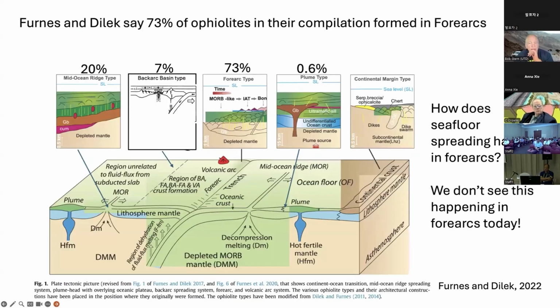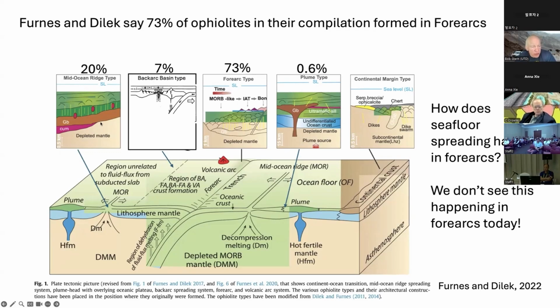So now the second challenge is, where do ophiolites form? Furness and Dilek in 2022 identified these. Actually, this one was a volcanic arc ophiolite, which doesn't exist. This would be replaced by the back arc basin ophiolite.